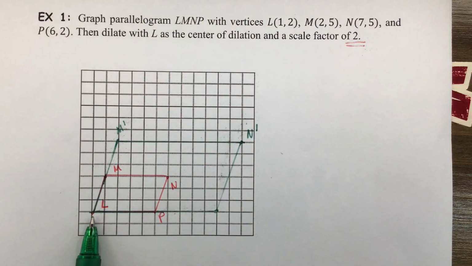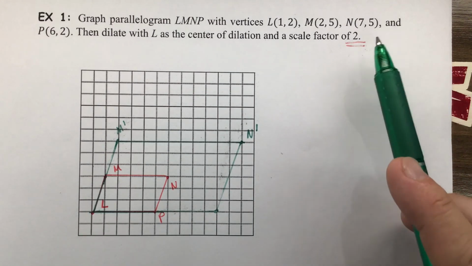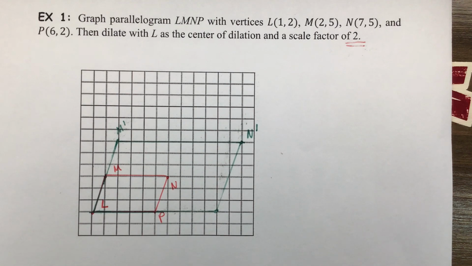Point L, because it is the center of dilation, doesn't end up in a new location. So L and L prime end up being the same. You can think of it this way: how far is L from L? It's 0. And 0 times 2 is 0, so it stays in that spot.